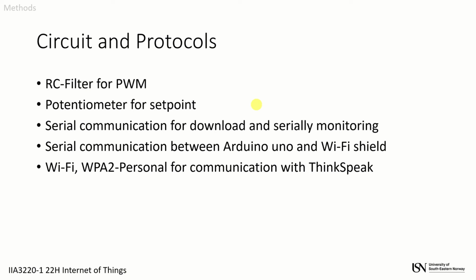Serial communication for downloading and serially monitoring the Arduino Uno, and serial communication between Arduino Uno and Wi-Fi shield. Arduino Uno is sending simulated data to the Wi-Fi shield, and the Wi-Fi shield is sending it over Wi-Fi using the WPA, Wi-Fi Protected Access security protocol, for communication with ThingSpeak. And of course, the HTTP protocol is used by the ThingSpeak server.